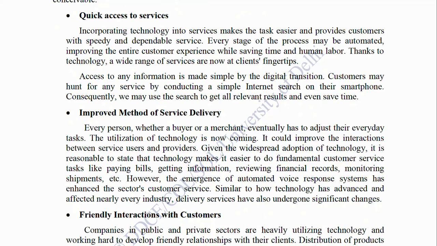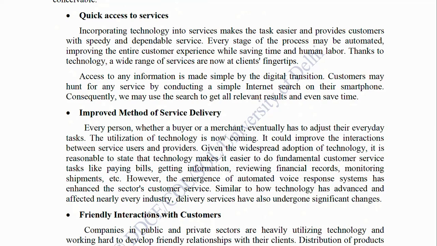Next point, improved method of service delivery. Every person, whether a buyer or a merchant, eventually has to adjust their everyday tasks. The utilization of technology is now coming. It could improve the interactions between service users and providers.